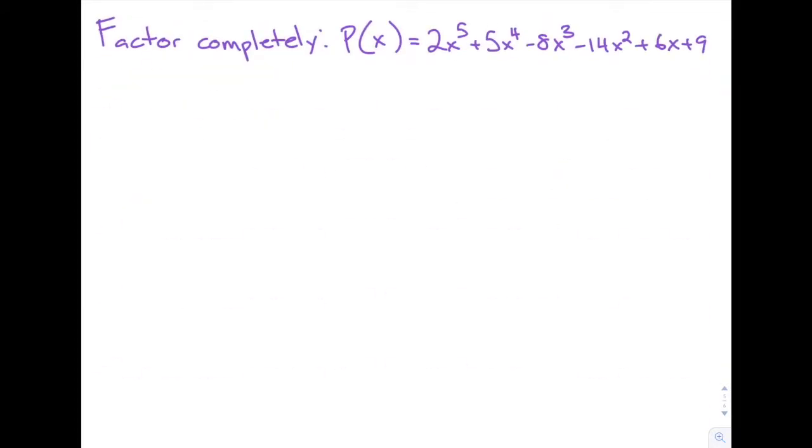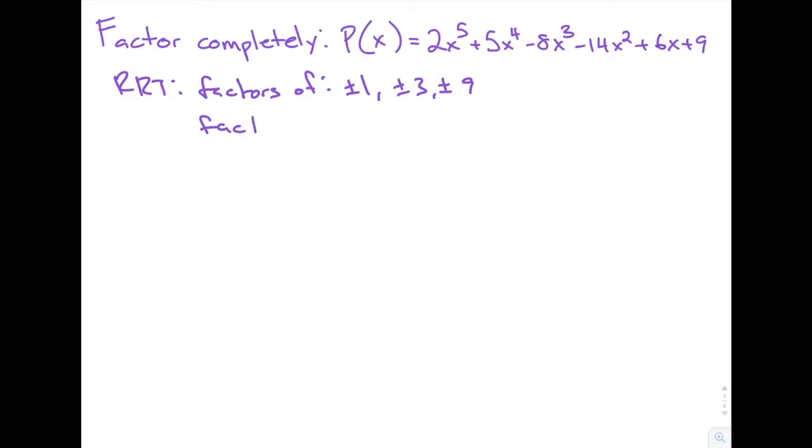Okay, so let's factor completely p of x equals 2x to the 5th plus 5x to the 4th minus 8x cubed minus 14x squared plus 6x plus 9. We should begin with the rational roots theorem. So we'll look at all the factors of 9, which are just plus or minus 1, plus or minus 3, and plus or minus 9.